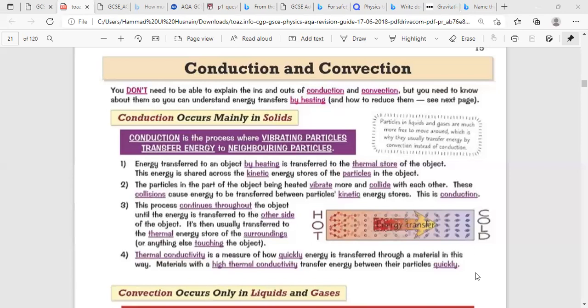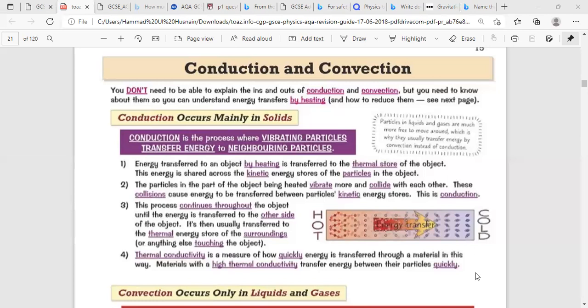But in gases and liquids, the forces between the particles, their connection with each other, is weaker. They are a bit far apart from each other, and they can move, particularly in gases. Gas particles can move from one point to another, but this never happens in solids. If you have this clear in your mind, then you can understand the concepts of conduction and convection.